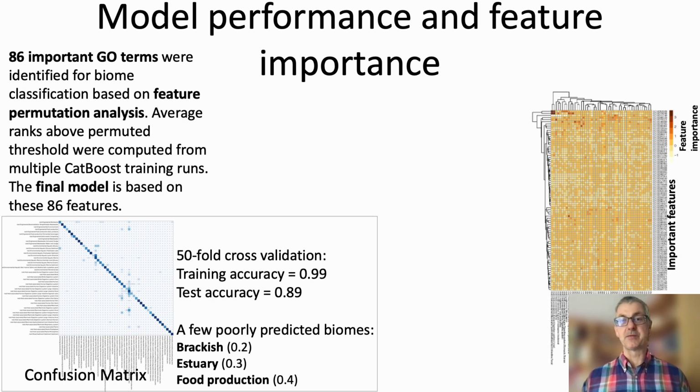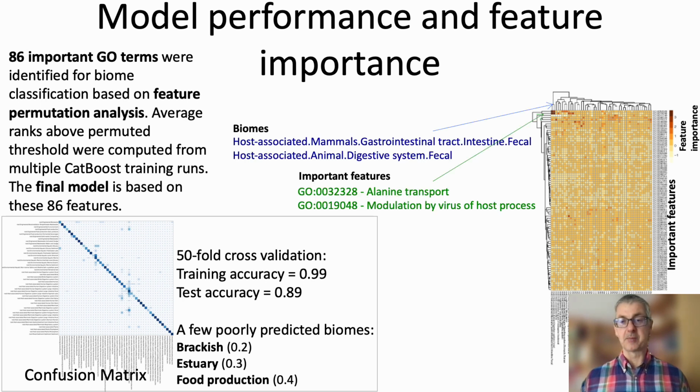We're able to extract the feature importances and analyze them. Here is a table showing Go terms on the y-axis and biomes on the x-axis, and I'm going to show you some feature importance extremes. So for two animal fecal microbiomes, we find that alanine transport and modulation by virus of host process are indicative of these environments. And this corresponds to a potentially nutrient-rich environment as well as presence of viruses.